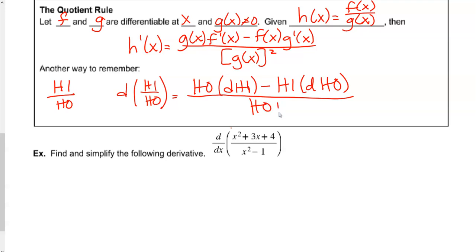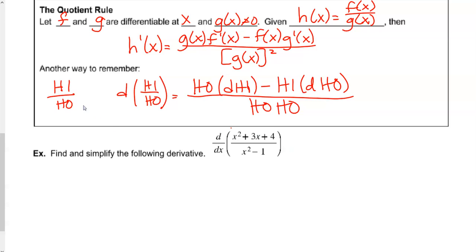Okay? Now, there's other versions to this. They have high over low. Some people say it's more politically correct, but we're going to do it this way. If you want to change this to low instead of a ho, then you can do that, okay? So, ho d high minus high d ho over ho ho. And that's the way I do it to this day, to remember it.